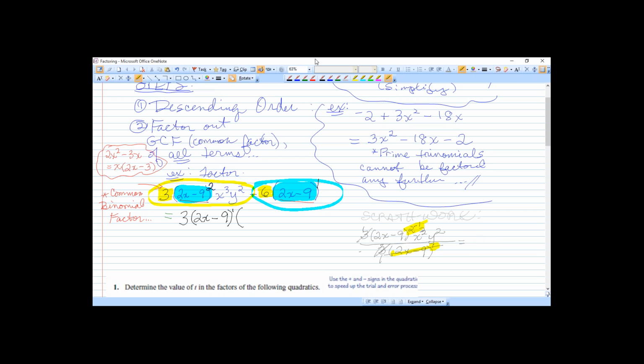So now what's left over is 2x minus 9 in parentheses, to the first power because of the 2 minus 1. I'll put a little 1 there just to remind you. The x cubed y squared did not cancel with anything. And everything in the denominator canceled on purpose because it's what we're factoring out. So this is what's left over from the first term.